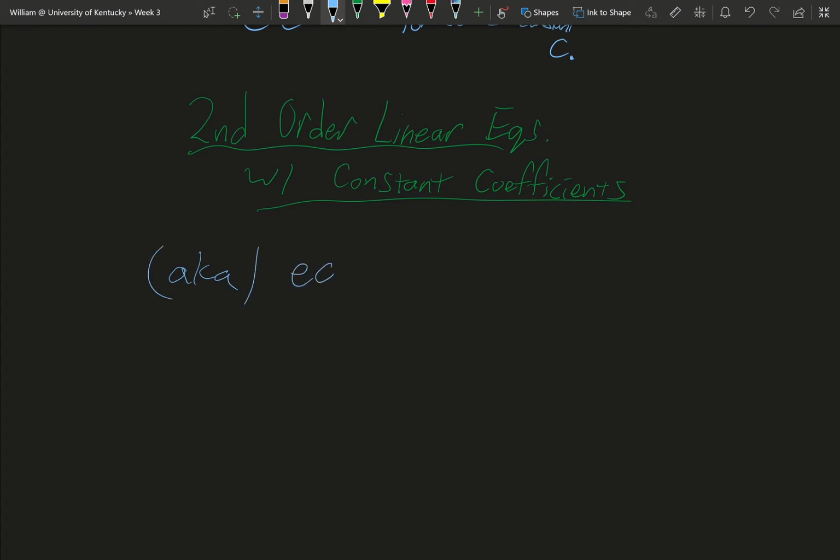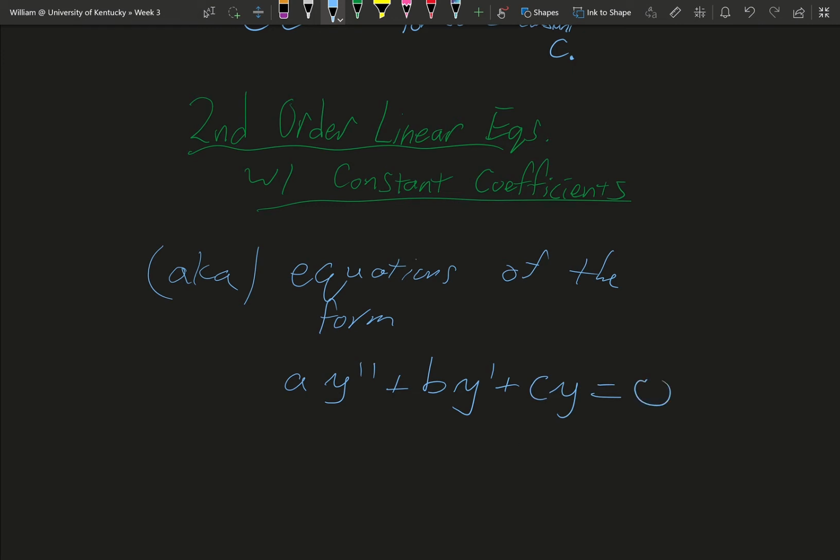AKA equations of the form ay double prime plus by prime plus cy equals 0 for numbers a, b, and c. So normally when I write it, we always have the f of t symbol. Here we're just talking about a, b, and c being numbers.